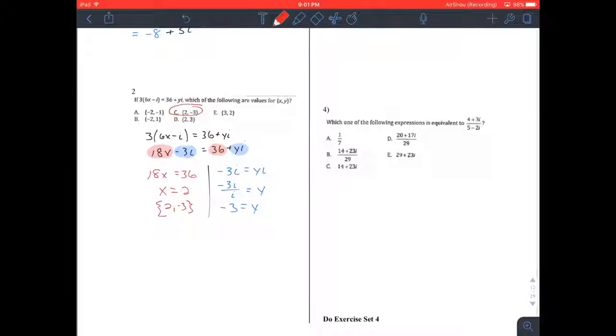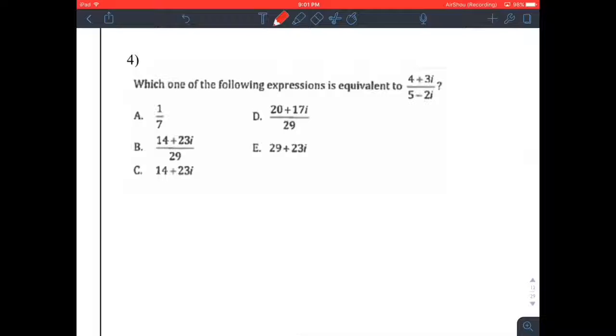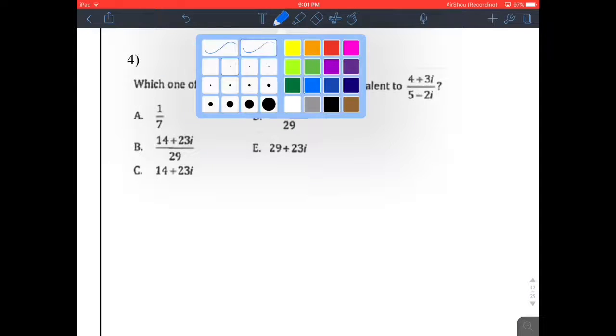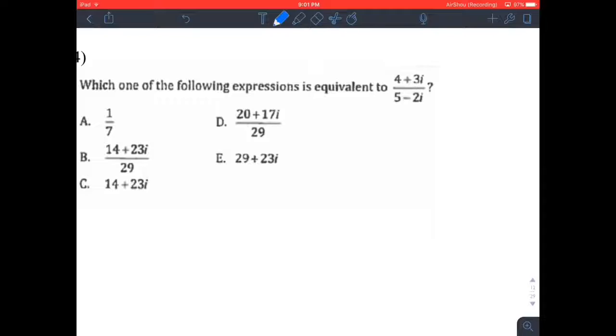One more. Yay! Which one of the following expressions is equivalent to this hot mess? Well, it's not really proper to have imaginary numbers on the bottom of a fraction. Why? I don't know. This just isn't. To fix it so that it's not down there, you want to multiply the top and bottom of the fraction by the conjugate of the bottom. Conjugate means it's the same complex number, but with the opposite sign instead of what's there. So 5 minus 2i and 5 plus 2i, those are called conjugates.